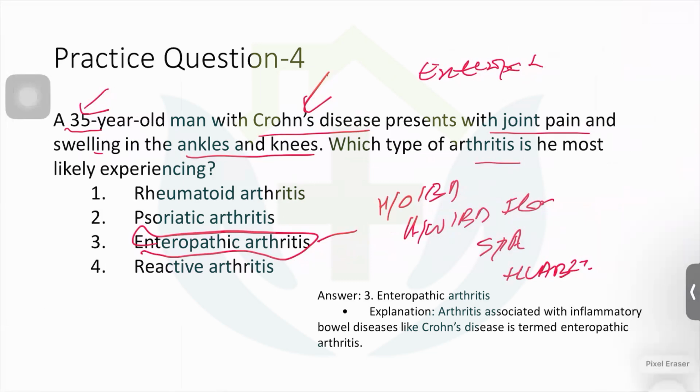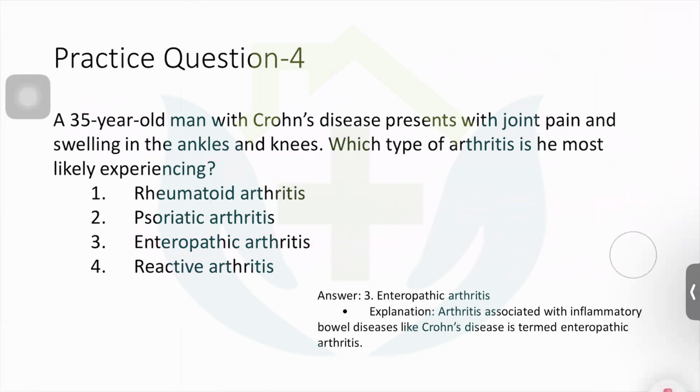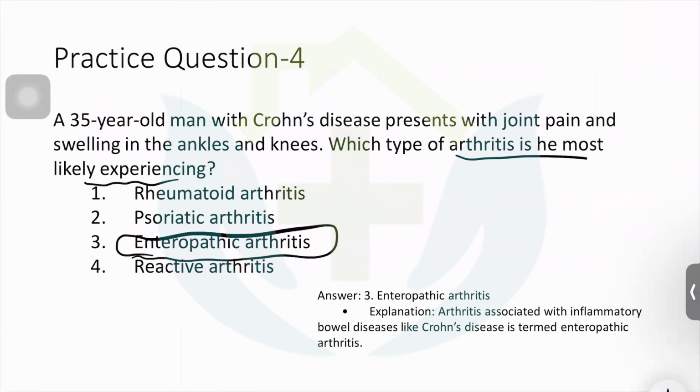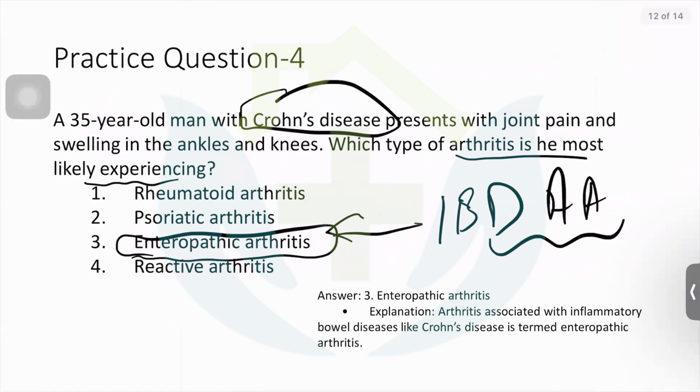All right. A 35-year-old man with Crohn's disease presents with joint pain and swelling in the ankles and knees. Which type of arthritis is he most likely experiencing? So the answer is? Reactive arthritis. Enteropathic. It is enteropathic arthritis. It is also known as IBD associated arthritis, IBDA. Okay.